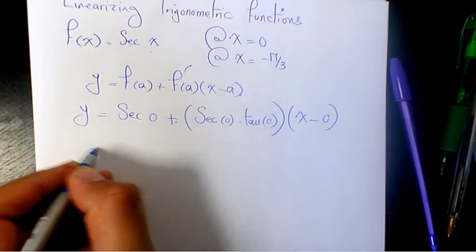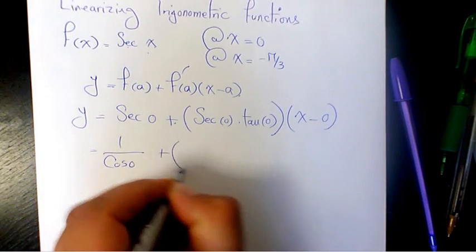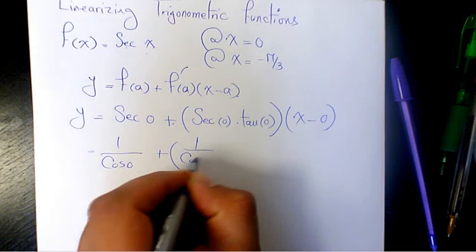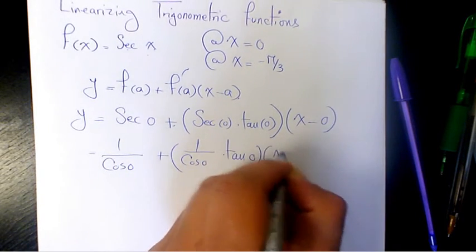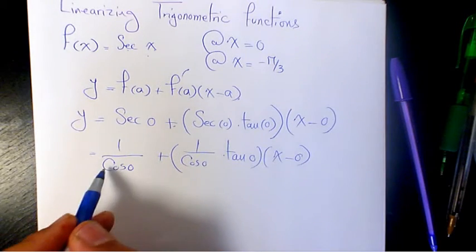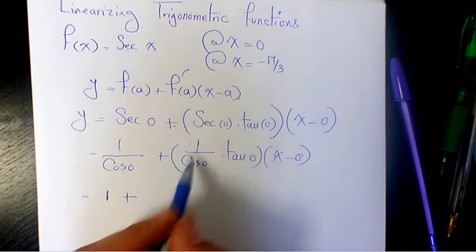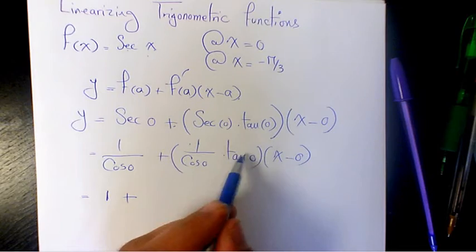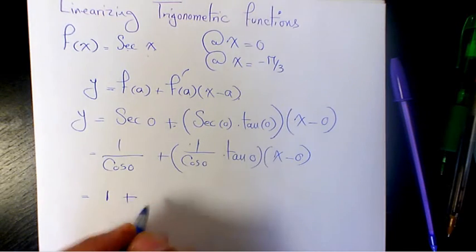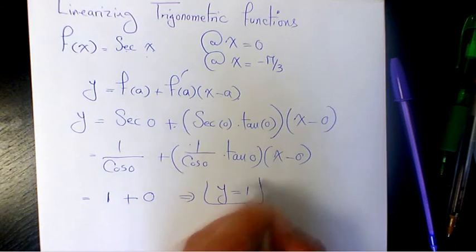So secant 0 is going to be 1 over cosine 0, plus here we have 1 over cosine 0 times tan 0 times x minus 0. Cosine 0 is 1, so we have 1 over 1, which is 1, plus 1 over 1 again, 1 times tan 0, which is 0, so 1 times 0 is 0, times x minus 0 is going to be 0. So we have y equals 1.